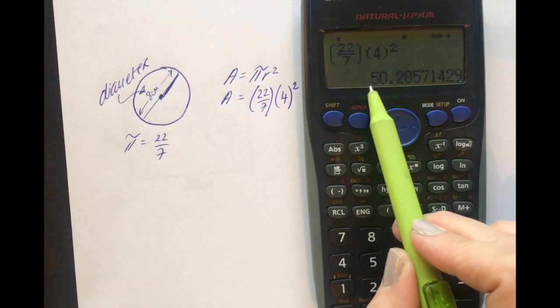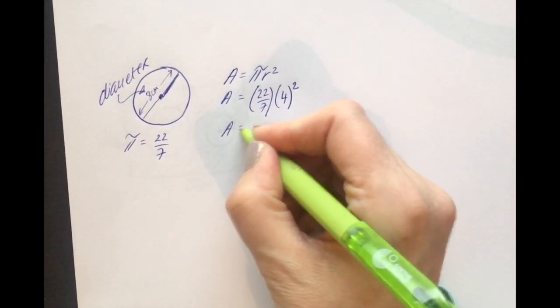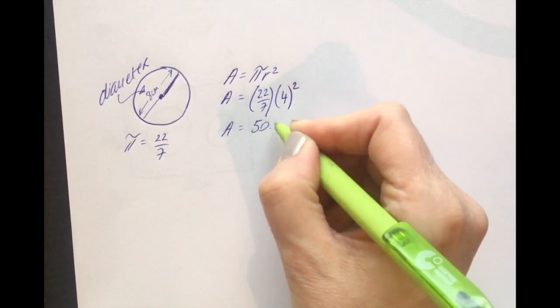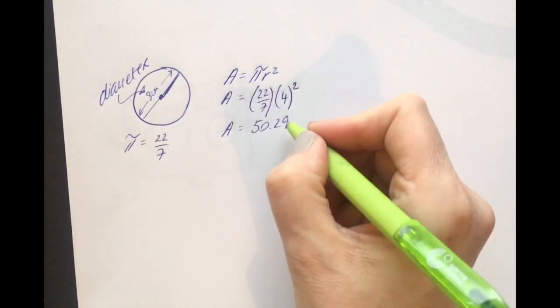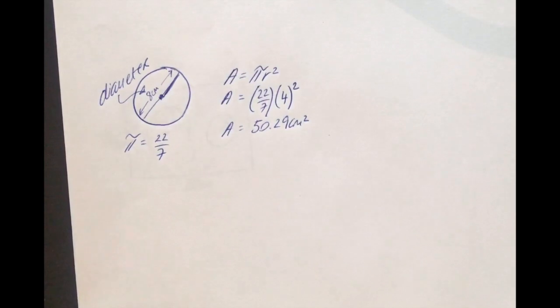So that's going to become 50.29. And that is the area of that circle, 50.29. Don't forget it's area, so don't forget your units squared. Now we're going to get the circumference.